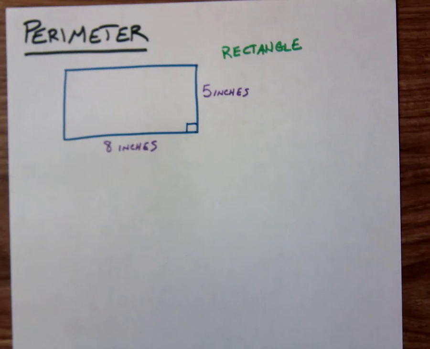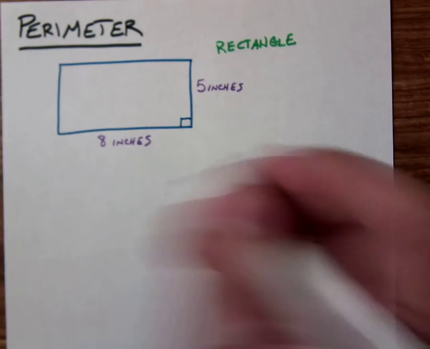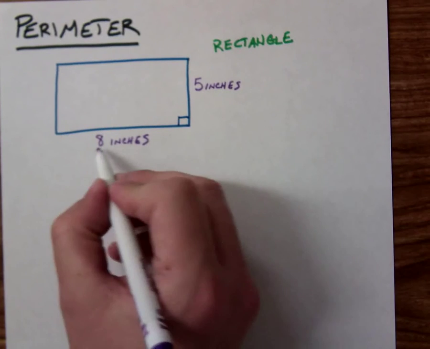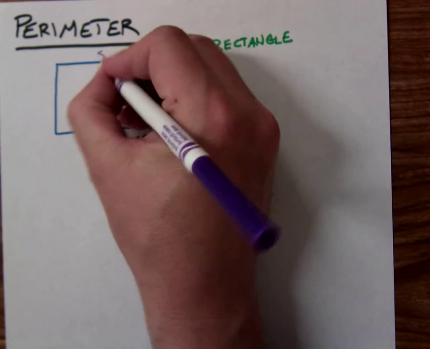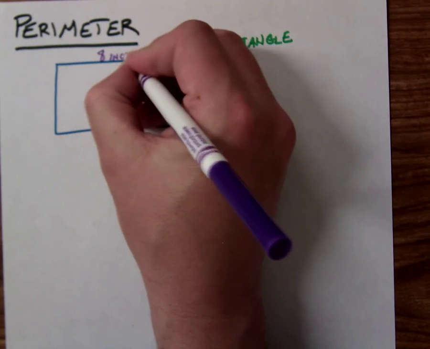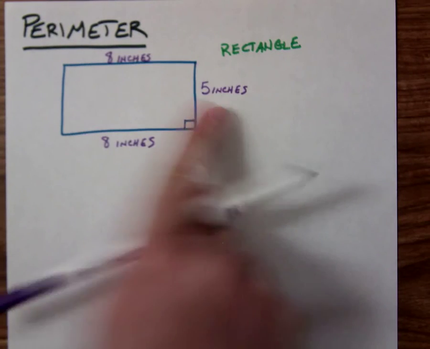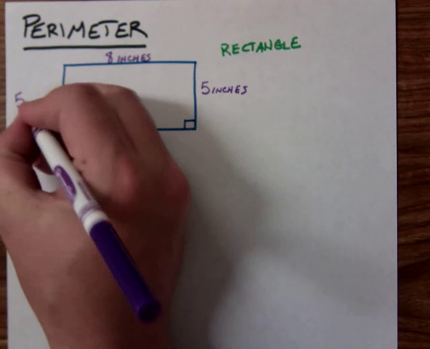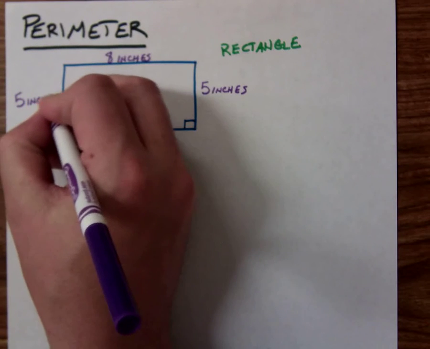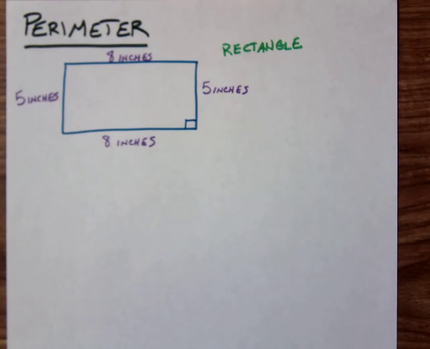One thing that we know about a rectangle is that the opposite sides of a rectangle are the same. So if this lower part's 8 inches, the upper part here should also be 8 inches, right? And if the right side is 5 inches, we know that the left side then should also be 5 inches. Okay, great. So it has 4 sides, and now we know how long each one of those 4 sides is. So what do we do? Yeah, now it's just an addition problem.